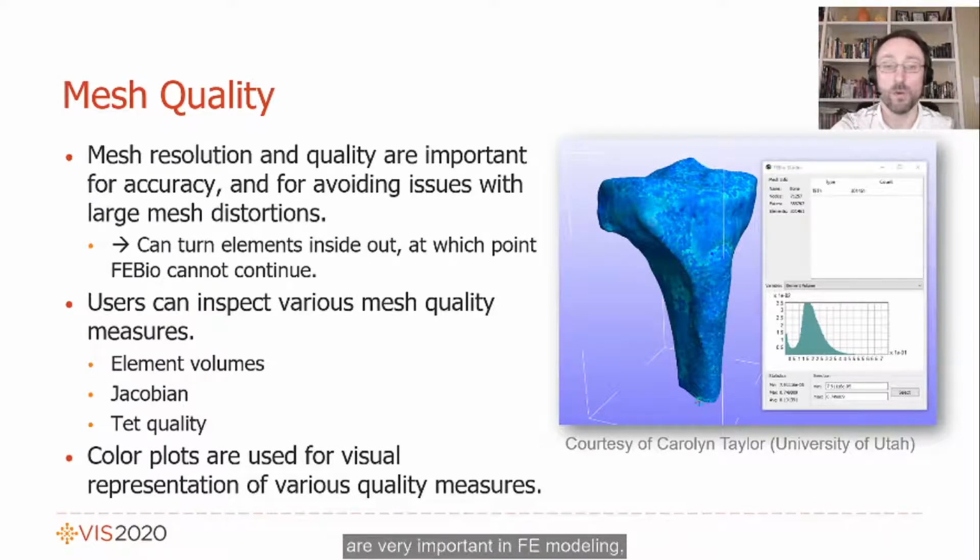Mesh resolution and mesh quality are very important in finite element modeling, since they directly affect the accuracy of the solution. In large deformations analysis, particular care must be taken to produce good meshes that do not create element inversions. And inverted elements are basically the elements that are turned inside out, and when this happens, FEBio and other finite element software, for that matter, will not be able to continue. So it's important that users can inspect the mesh quality a priori, and FEBio Studio offers several quality measures that they can check. Color plots are typically used to visualize these different quality measures.